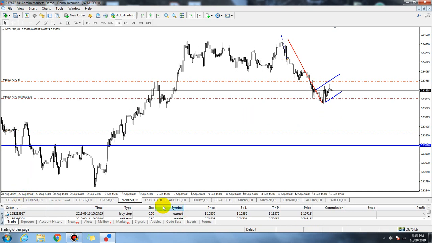So looking here, most of these pairs have set up in a similar way to what I was looking for as I was talking through on the weekend, when I was going through what I was going to be looking for.